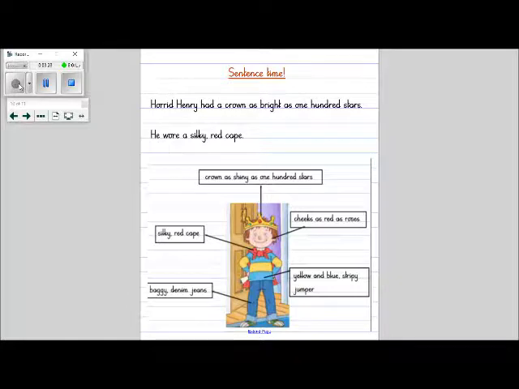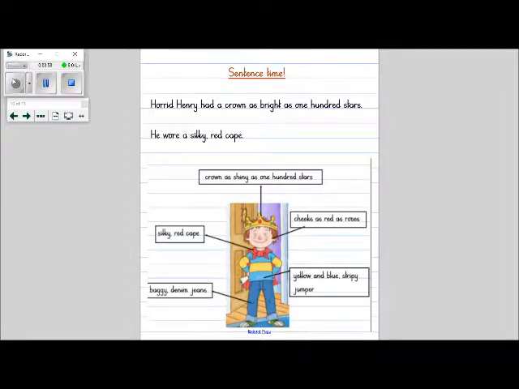I have written the first two for you. My first one is Horrid Henry had a crown as bright as 100 stars. I have taken my piece of description and turned it into a sentence, saying that Horrid Henry is wearing a crown which is as bright as 100 stars. Then I have taken my description for his cape, and I simply wrote he wore a silky red cape. So straight away we know he's wearing a bright crown and a silky red cape.